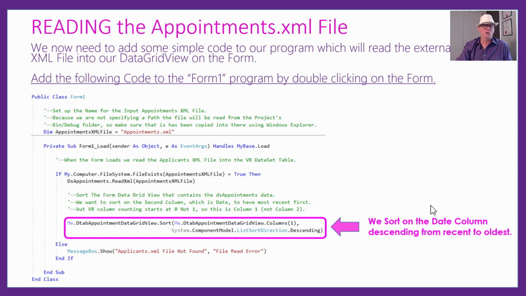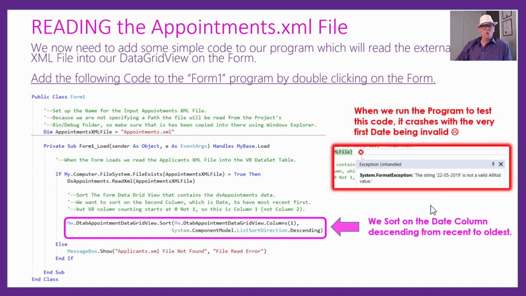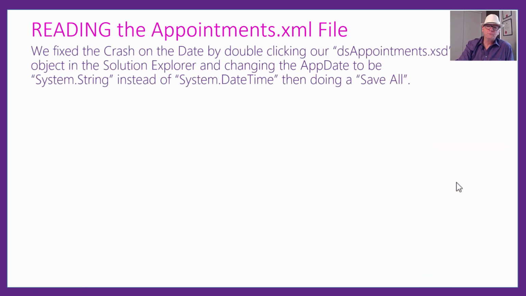Now, when we ran this, we thought, great, we've bound that thing, we've set it all up, bang, let's run it, it should work a treat. It didn't work a treat, it crashed. And there was an exception on the very first date that it ran into. 22-05-2019, which looks like a perfect day, month, year type date for Australia. Well, it didn't like that, and it crashed straight away. So that was a problem that we needed to diagnose and fix.